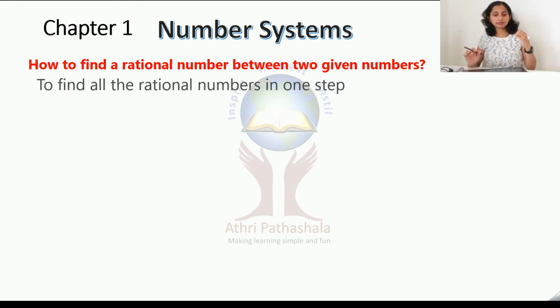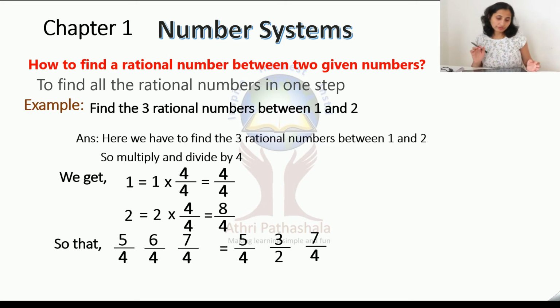Now, finding by using another method. For example, to find three rational numbers between 1 and 2, we add 1 to this 3, so it becomes 4. So divide and multiply by 4 the given two numbers.